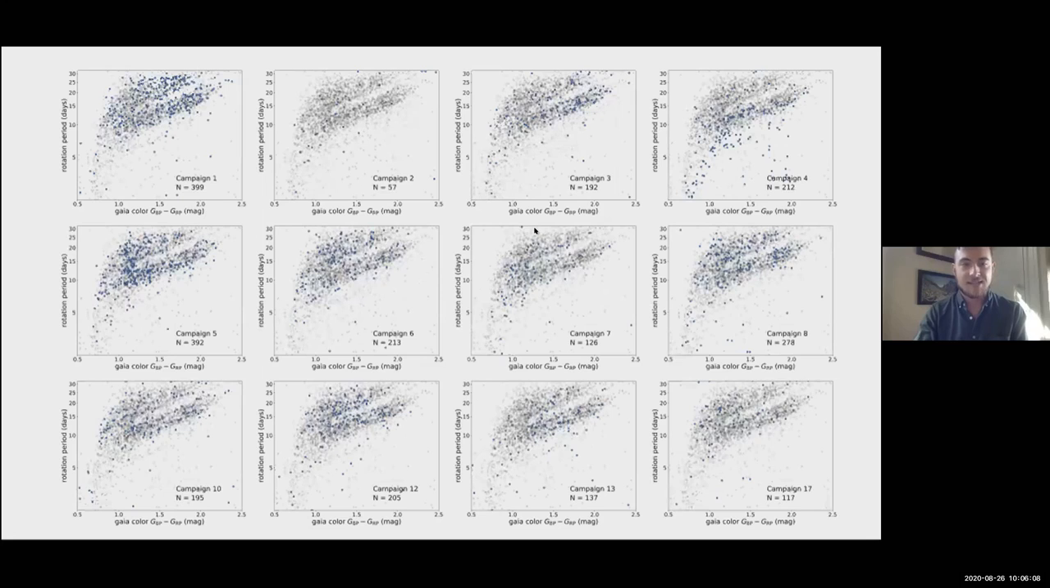So this is a selection of those campaigns where I've highlighted in blue the points that are from each campaign individually over a background that shows the full sample for all of K2. So for each of these, we're asking, do we need to shift those lines in order to capture the trend of this gap?